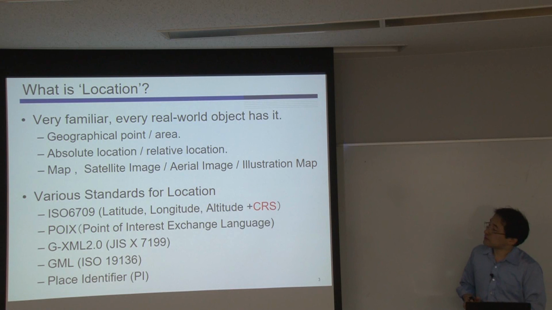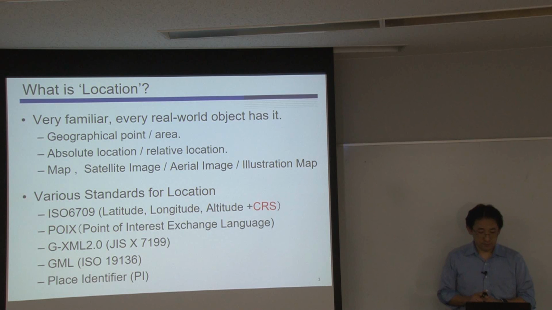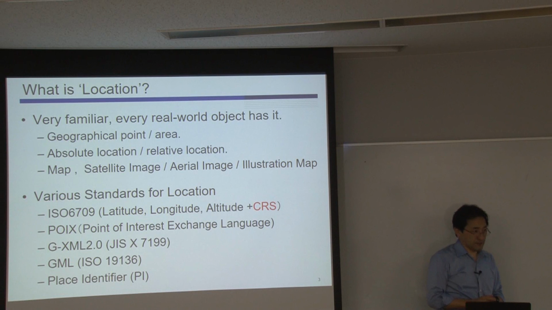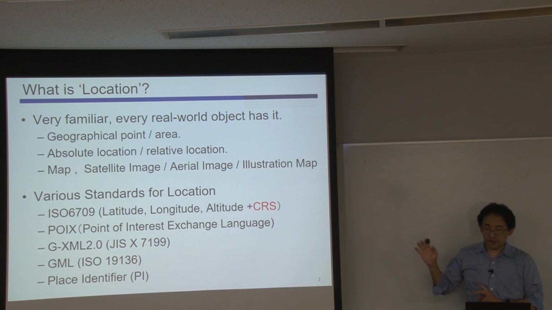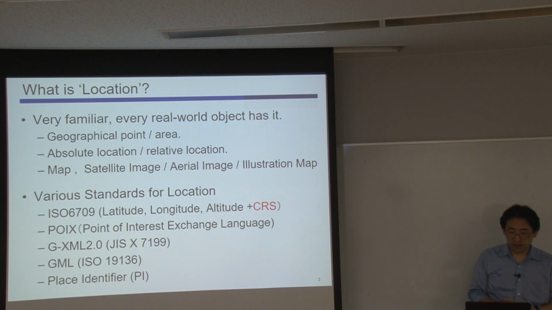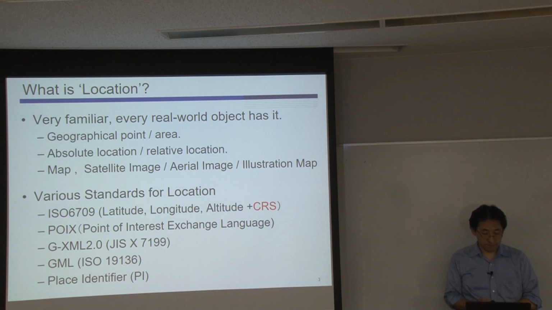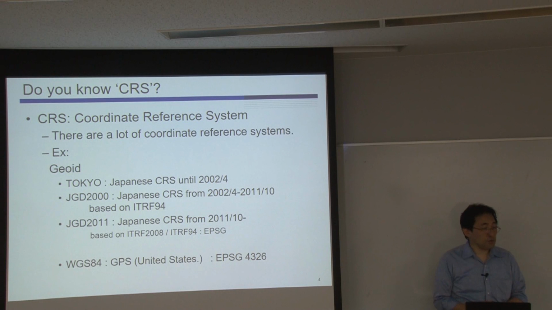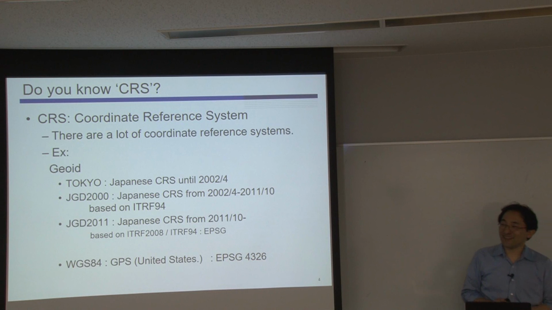So ISO 6709, you know about the latitude, longitude. It's defined here. And also there is another extra field called CRS. I'll explain that. And there are different location standards like POIX. POIX means Point of Interest Exchange language, and GXML and GML, and also place identifier. And CRS is called Coordinate Reference System. Have you ever heard about CRS? Maybe Sui-sensei knows about that.